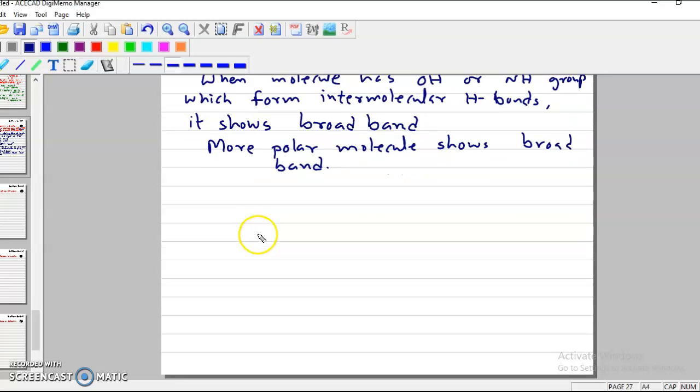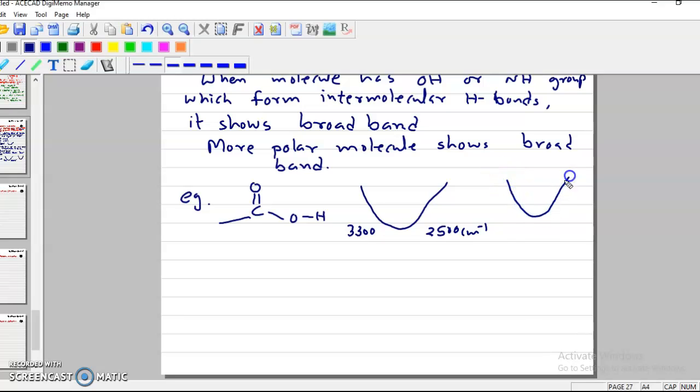For example, carboxylic acid group, in which there is C double bond O as well as OH, and you will see that this band is like this, ranging from 3300 to 2500 centimeter inverse, or like this nearly at 1700 centimeter inverse. This indicates the presence of COOH group.